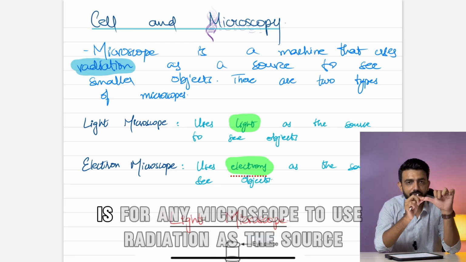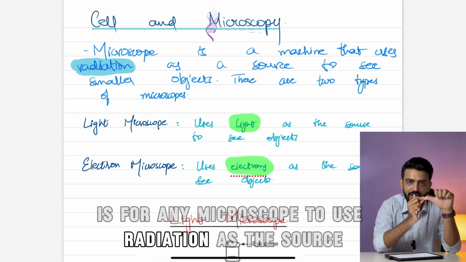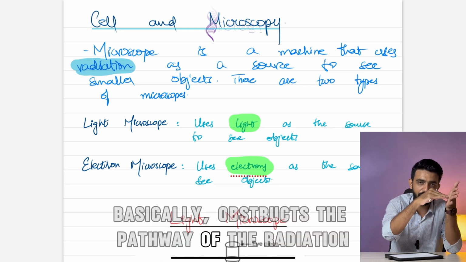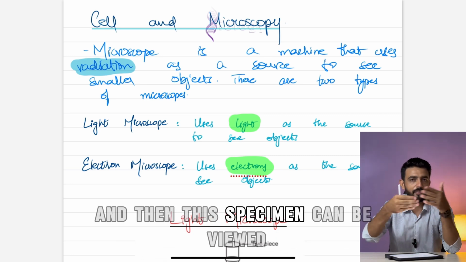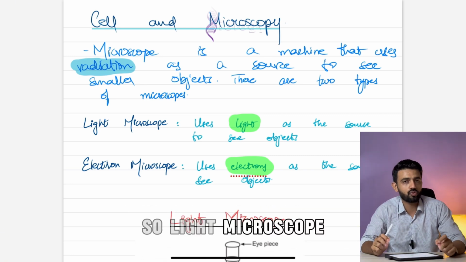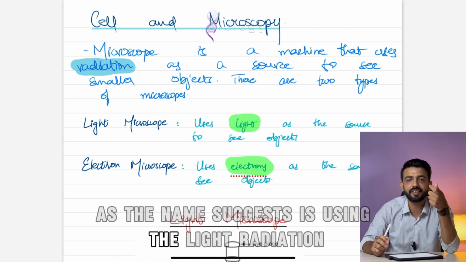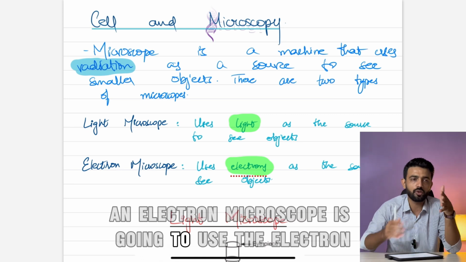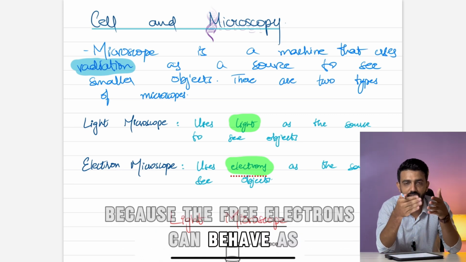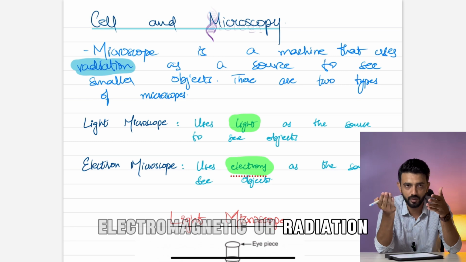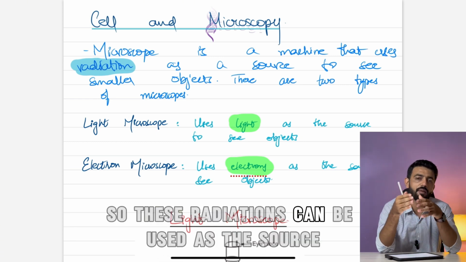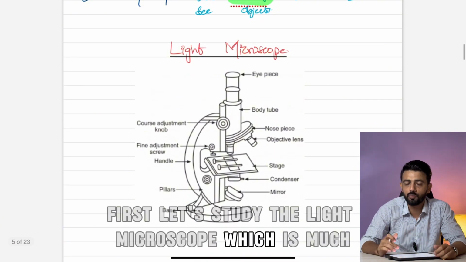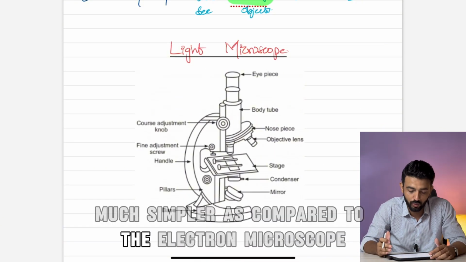The basic principle is for any microscope to use radiation as the source, and the specimen obstructs the pathway of the radiation, and then this specimen can be viewed. A light microscope, as the name suggests, uses light waves as the source. An electron microscope uses electrons, because free electrons can behave as electromagnetic radiation. So these radiations can be used as the source for an electron microscope. First, let's study the light microscope, which is much simpler compared to the electron microscope.